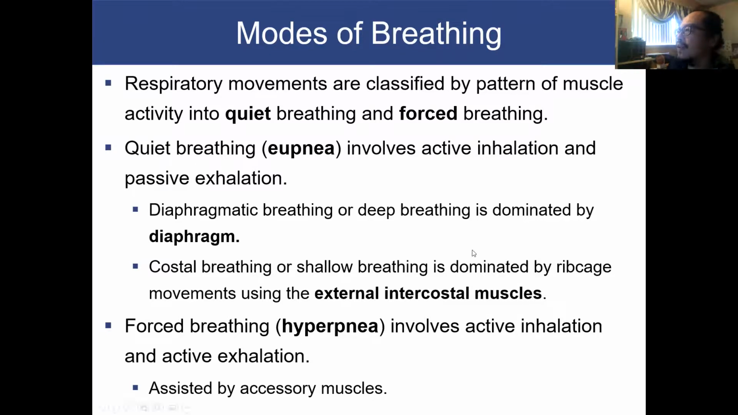So quiet breathing is an active inhalation. We make effort to it. Passive exhalation, just relax. For forced breathing, we make effort: active inhalation and active exhalation.